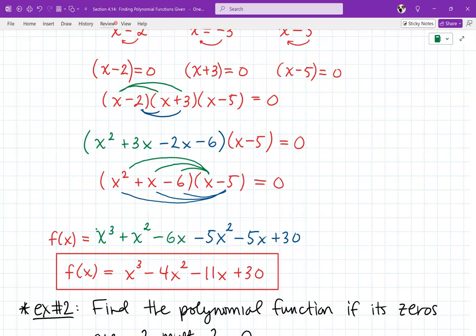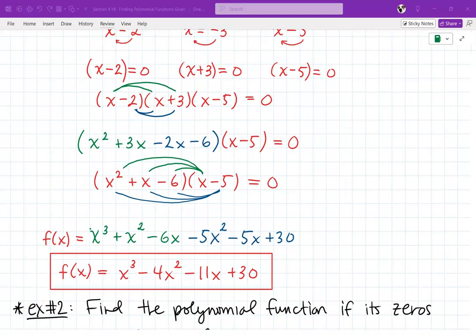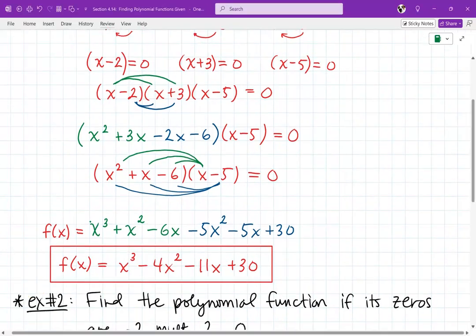Okay, that's the function where all of that stuff came from. And factor these things, and it should be good. So let's do another one.